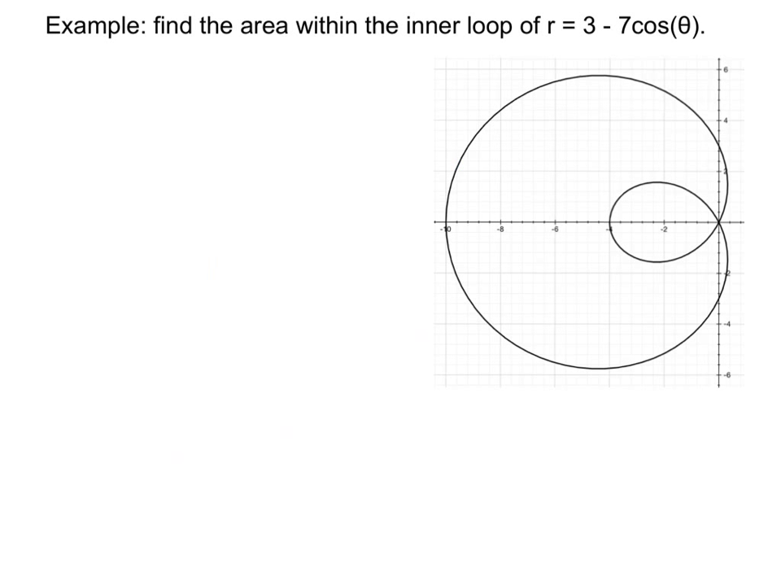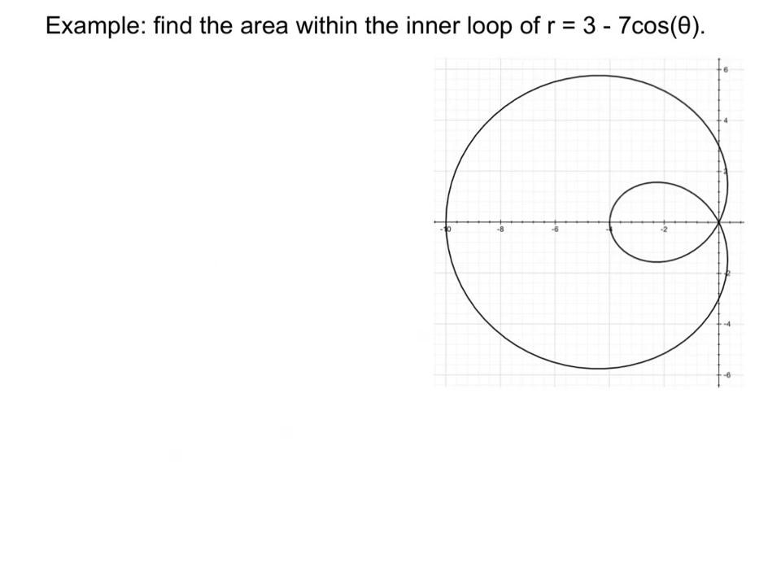Okay, so here I want to find the area within the inner loop of r = 3 minus 7 cosine theta. So I'm intending this as a calculator problem. We're going to use the calculator. We're going to sort of pull this all together. So the first thing you probably want to do, well, if you were even going to come up with this graph, you would have to use the graphing calculator to draw the graph.